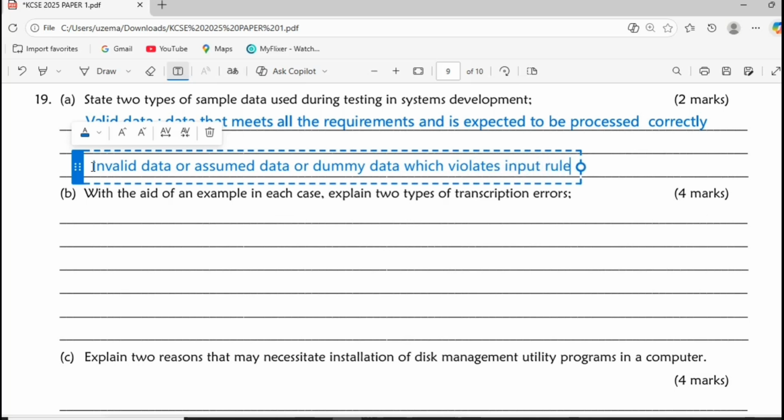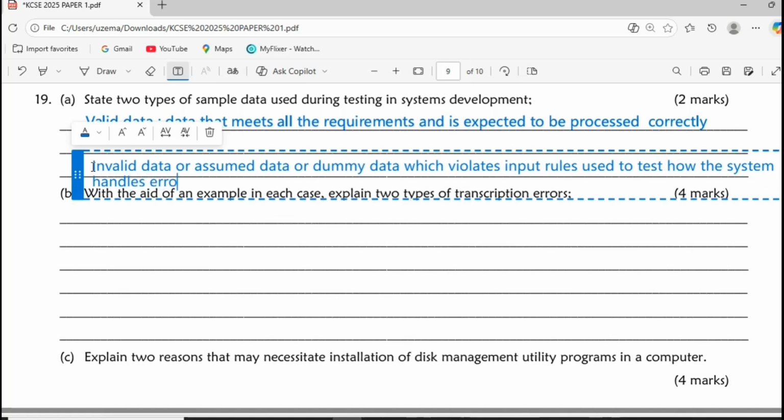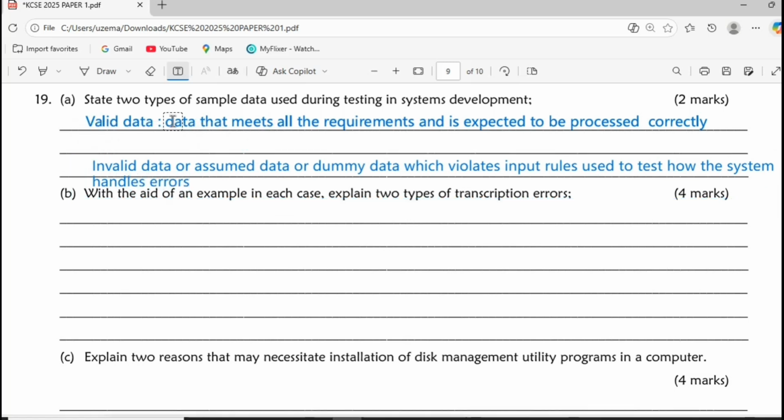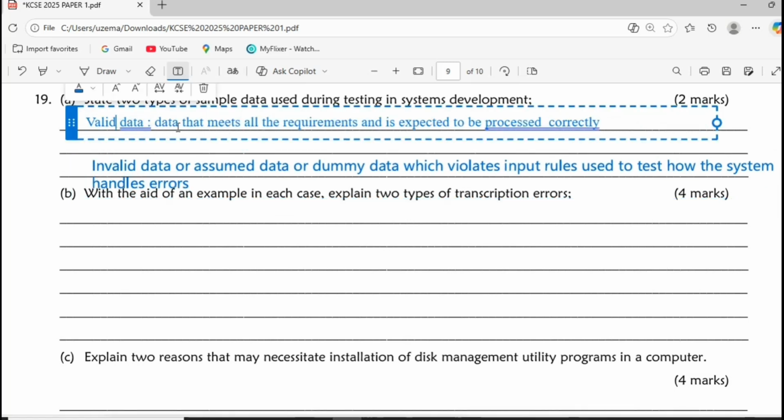Valid data is data that meets all the requirements and therefore it's expected to be processed correctly. On the other hand, dummy data is data that violates the rules and therefore it's supposed to test how our system is going to handle errors when they occur.